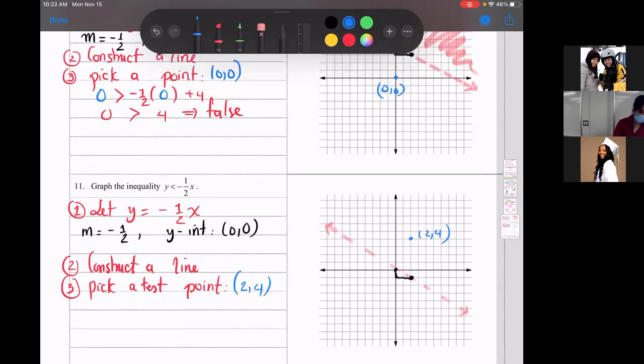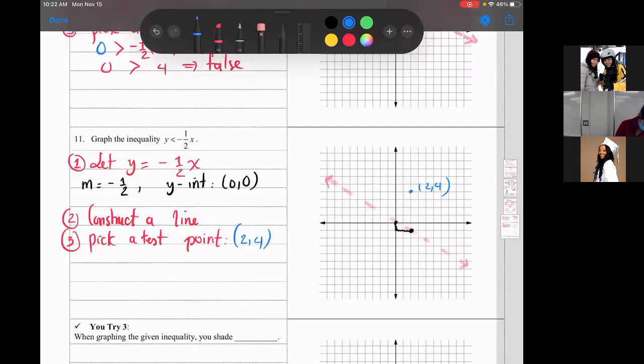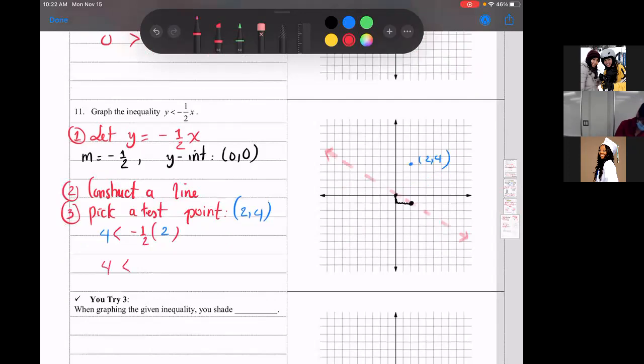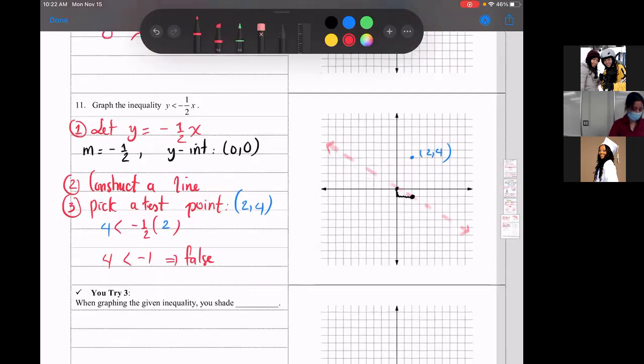Okay, plug it into the original, meaning the very first one. 2 for x, 4 for y. Is 4 less than -1? False. So you shade the bottom. It's false, so that means 2, 4 is not it.